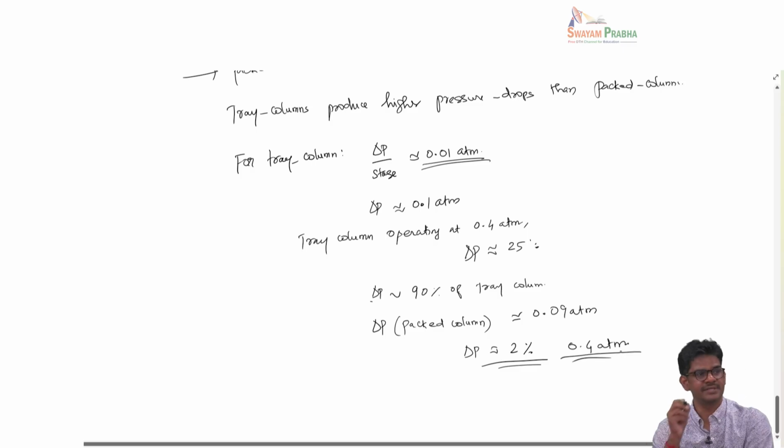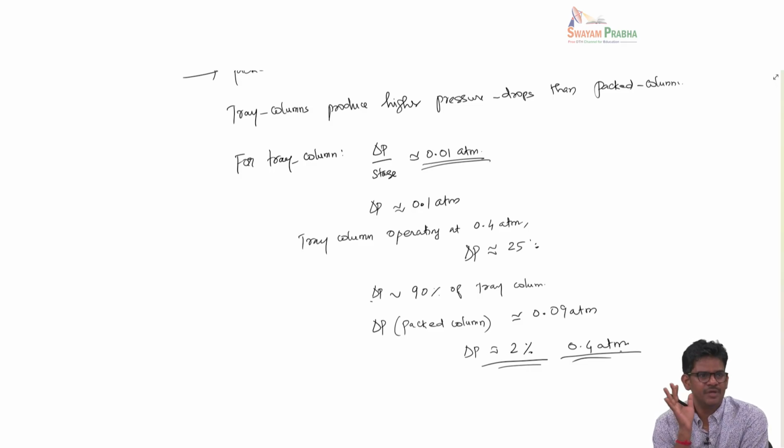Okay, if I do a vacuum distillation at 0.4 atmosphere, the total delta P for the packed column will only be about 2%, 2 to 3%. Okay, which is acceptable in terms of the friction losses. So this very simple example tells you why packed columns are more suitable candidates for doing vacuum distillation. Okay, so now you can ask, why not replace all the distillation with packed column itself if packed columns are so good? Okay, so this is a question for you to ponder about.